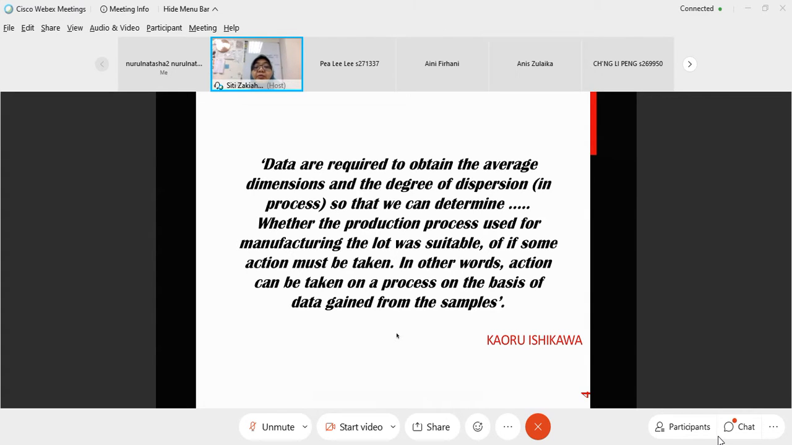Remember one of the quality gurus, Kaoru Ishikawa, he says that data are required to obtain the average dimensions and the degree of dispersion in the process, so that we can determine whether the production process used for manufacturing the lot is suitable, or if some action must be taken. In other words, action can be taken on a process on the basis of data gained from sample.